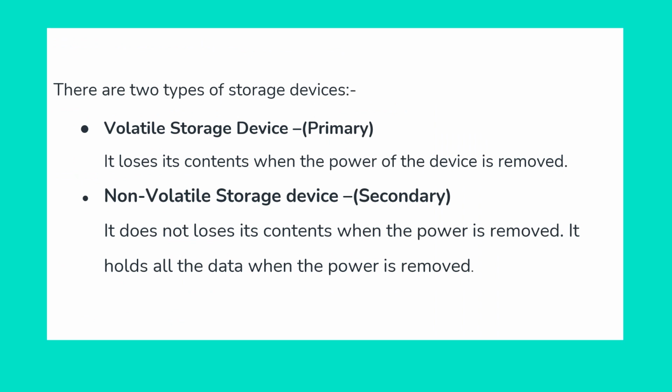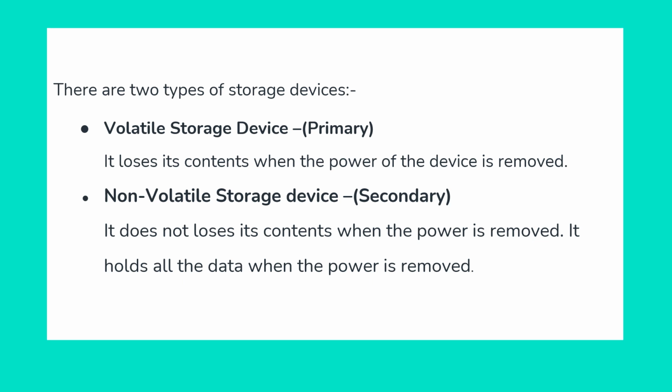There are two types of storage devices. First on our list is volatile storage, also known as primary storage. This is the swift and responsive memory that works hand in hand with your computer's active processes. However, it has a unique characteristic. It loses its contents the moment the power is removed. It's like a clean slate, always ready for the next task.